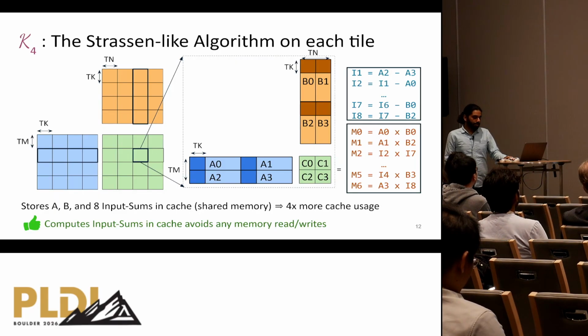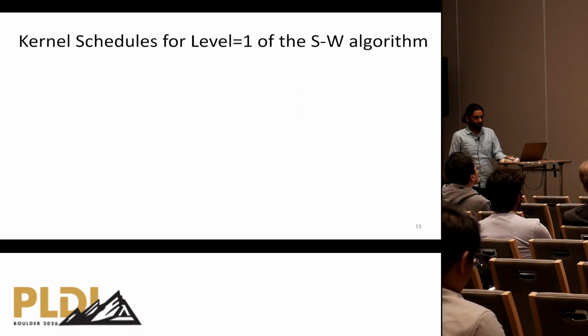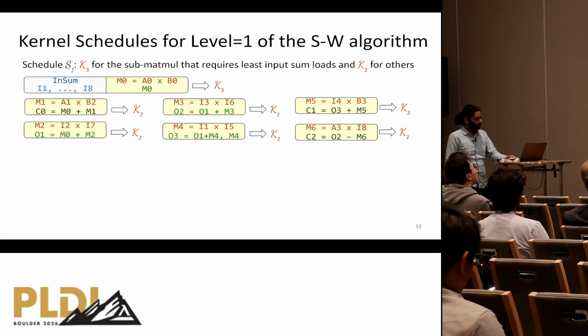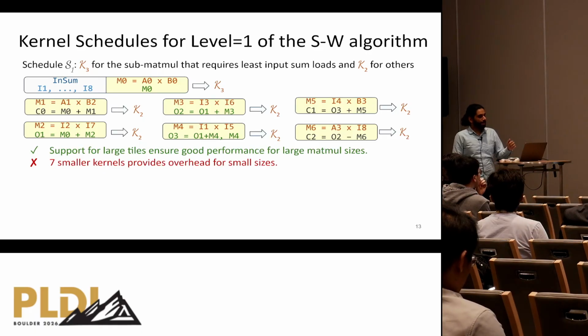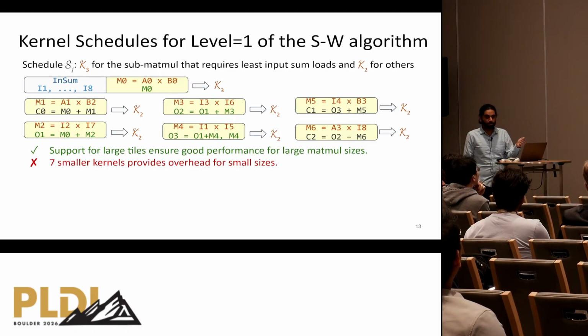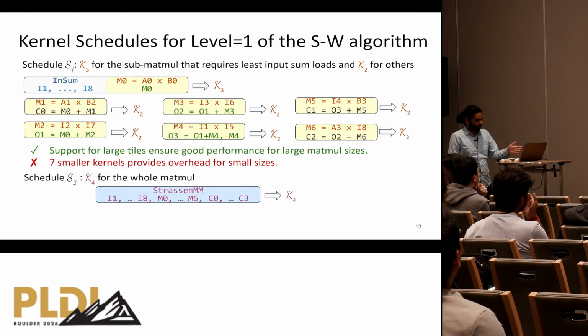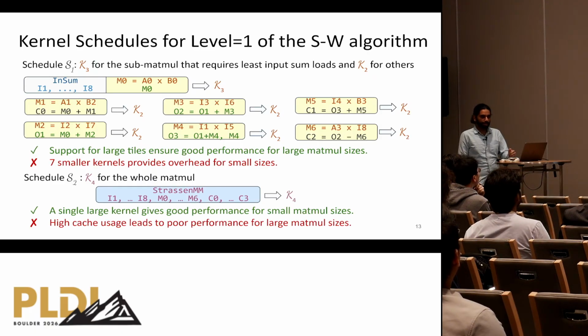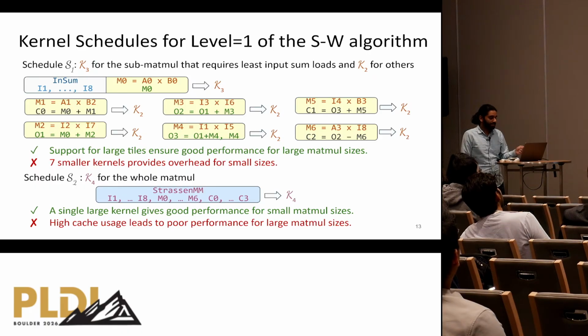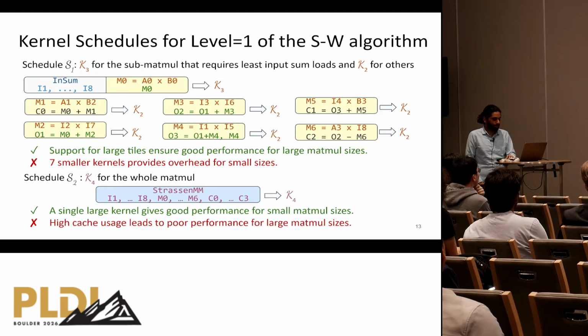So if we look at these 2 kernels, we can think of these as kernel schedules. For level equal to 1, the first recursion level, we have 2 schedules. One is, we do the K3 kernel, which computes both the input sum and the submatmul, and the others are the K2 kernel. The good part about this schedule is it can give good performance on large matmul sizes. But because these are 7 smaller kernels, it is bad for small sizes, because on small sizes we want a single kernel, and that is where the K4 schedule works fine, where there is a single kernel. It gives good performance for small matmul sizes, but it's bad for large matmul sizes as it has high cache usage.